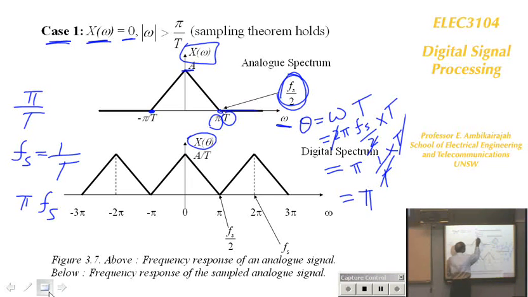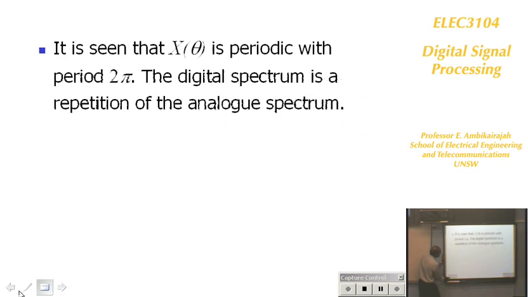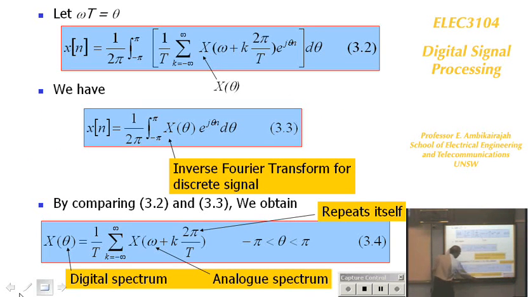Its amplitude, A, will come as A over T. Don't forget that. When you do the sampling, the gain is reduced. You want to have a look at that. Why? You go back here. Can you see here? Your analog spectrum is amplitude divided by 1 over T. If you are only looking at that spectrum, its amplitude will be reduced. But if you are adding everything together, then you have the correct spectrum, if you are only looking at one of them.